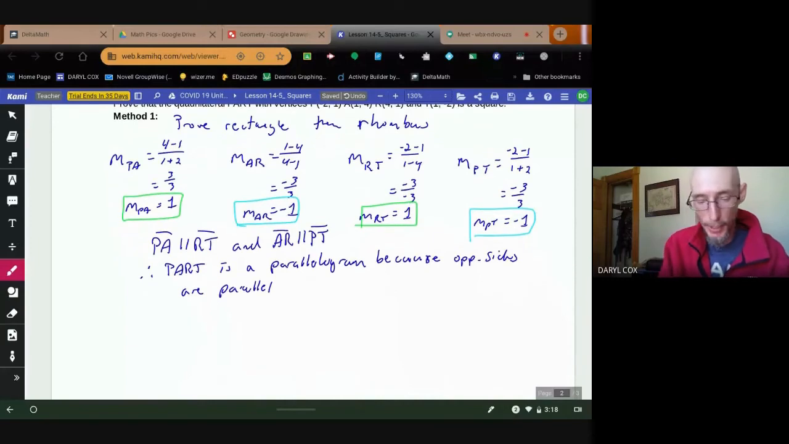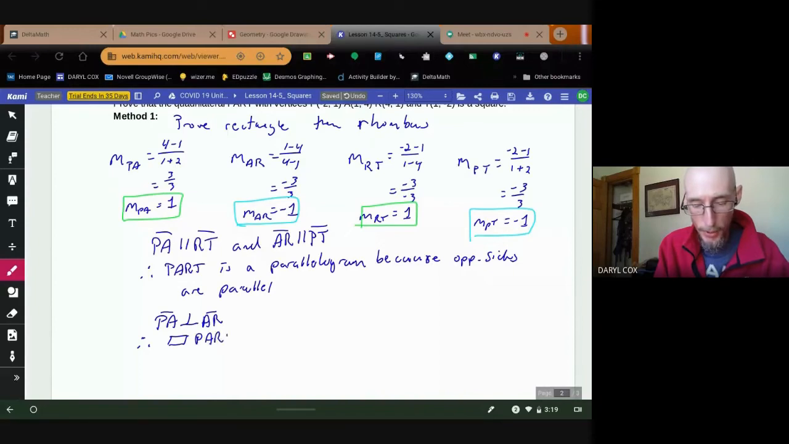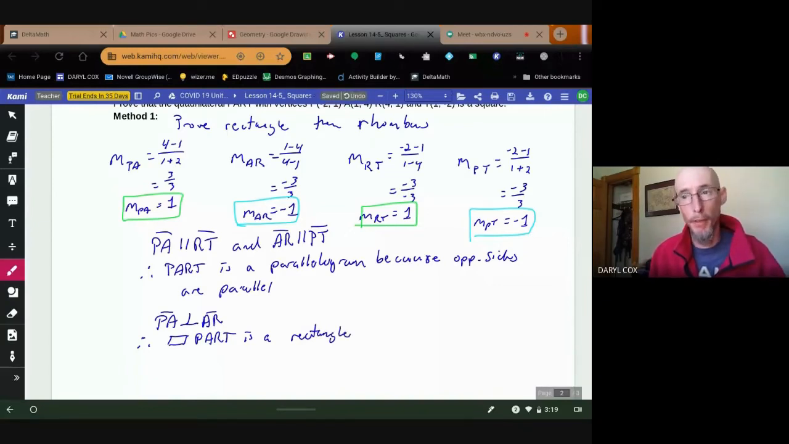So I take two consecutive sides. I can say that PA is perpendicular to AR. I know that because I can see that they are opposite reciprocals. When I look at these two sides, 1 and -1, because 1 is its own reciprocal, then the negative gives me the opposite. Okay, so I know those are perpendicular. Therefore, parallelogram PART is a rectangle. All right, so that's step one. I proved it's a rectangle.